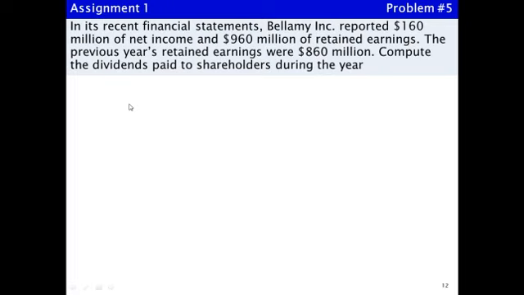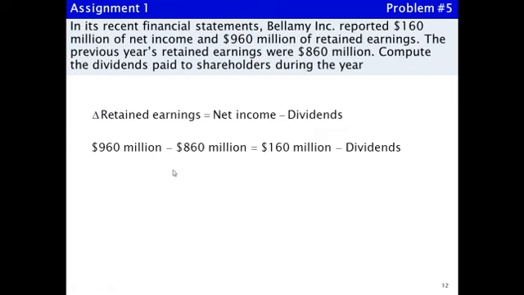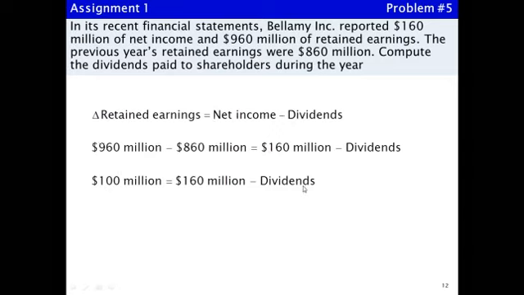Well, one of the fundamental accounting relationships is that the change in retained earnings from one year to the next is the net income for the current year generated minus the dividends paid in the current year. If we know net income and dividends paid, we know the change in retained earnings. Well, in this case, we know the change in retained earnings. It went from 860 to 960, therefore the change in retained earnings is $100 million. Net income was $160 million, so I think it's pretty clear that the dividends paid must have been $60 million.